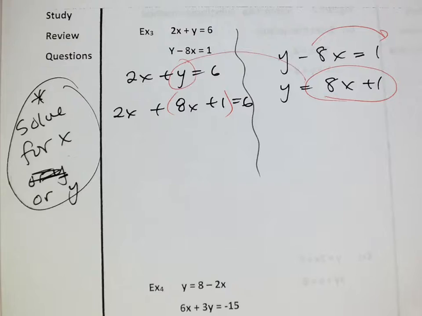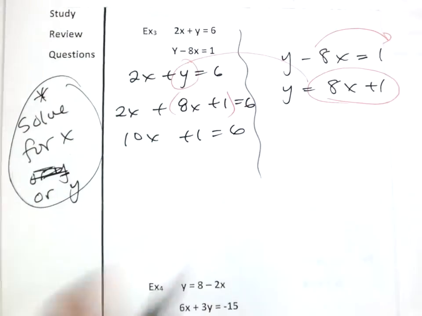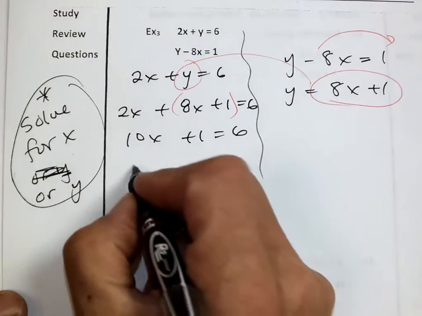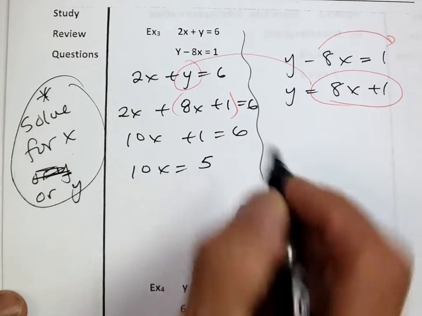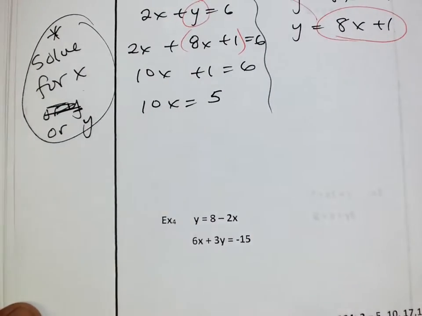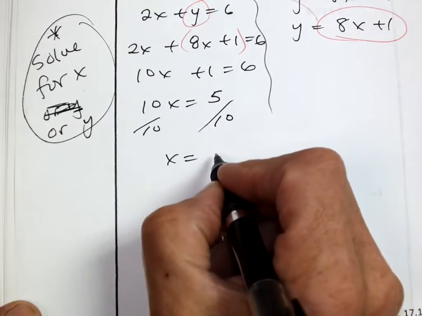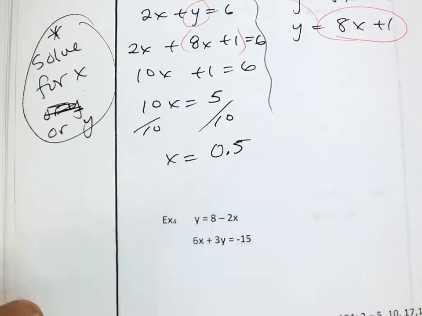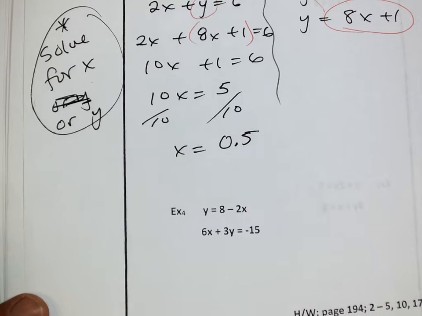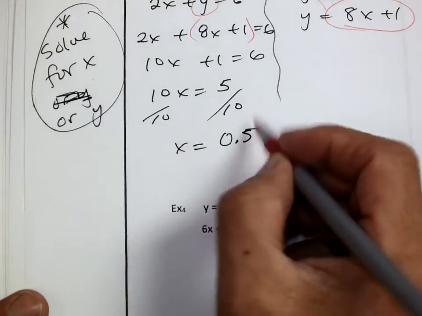Then we'll solve. I'll have 10x plus 1 equals 6, right? Minus 1, 10x equals 5. Divide by 10, and x is 1/2 or 0.5, right? Again, another one of those decimals that's kind of hard to find on a graph, so it's good to have another technique. Okay, so this is what x is equal to.